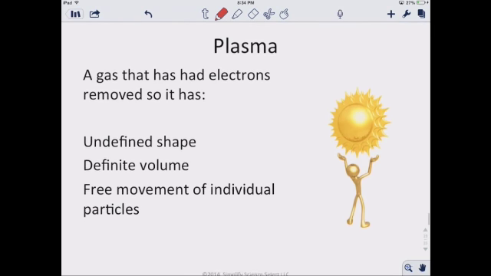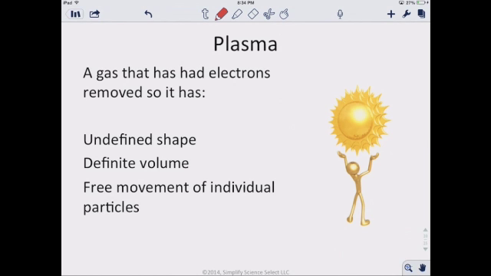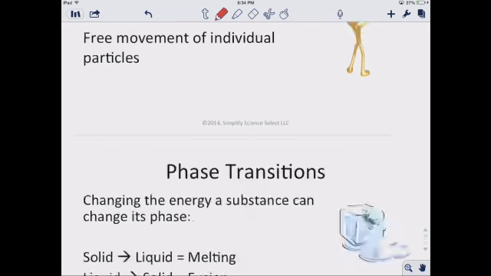Another one that gets grouped in there, and you might need it for this class, is a plasma. A plasma is a gas that has had its electrons removed. What we call this is an ion. It's been ionized. It has an undefined shape but a definite volume. And that's one of the 4 that we really talk about in this class.